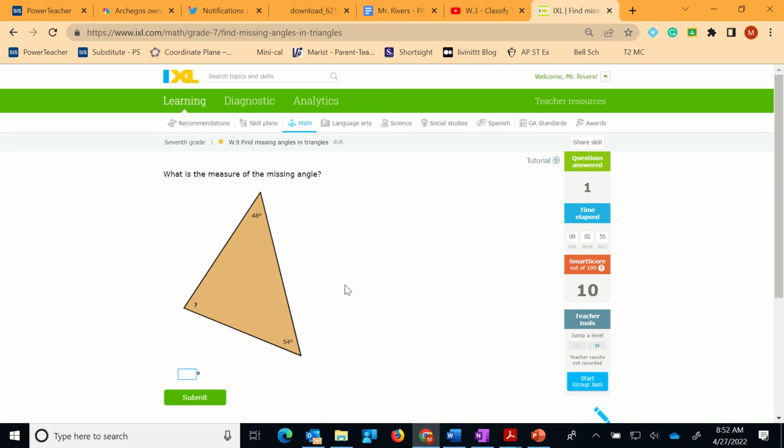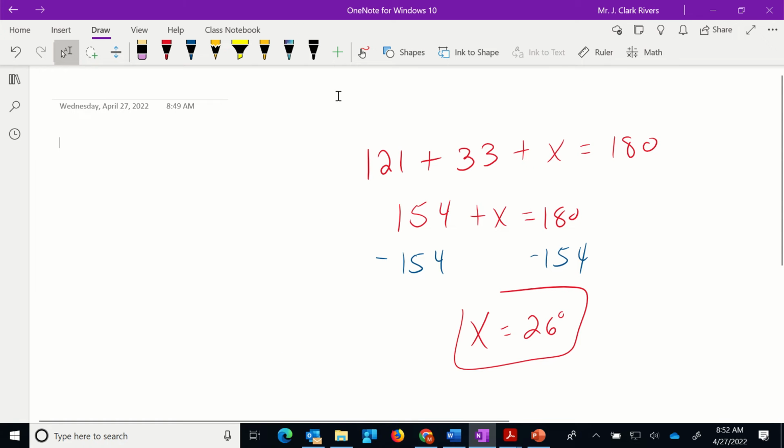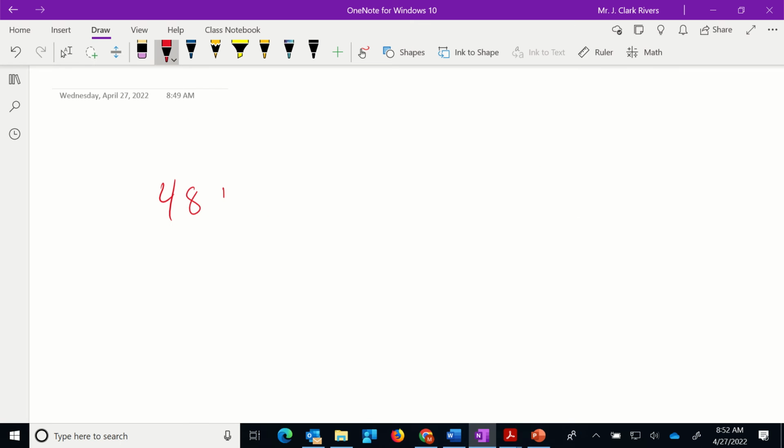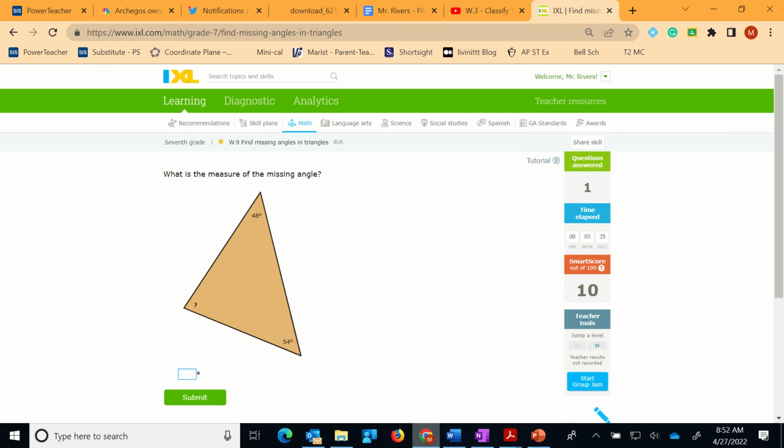Same idea here. 48, 54, and the unknown. I'm not going to copy it over this time, so let me clear some space. 48, 54, and the unknown. 48 plus 54 plus the unknown angle equals 180. Let's see here. 40 plus 50 is 90. 8 plus 4 is 12. 12 plus 90 is 102 plus x equals 180. We subtract 102 from both sides, and we get x is equal to 78 degrees.